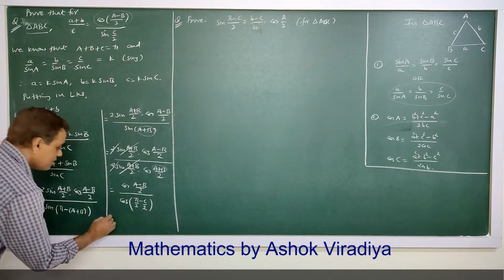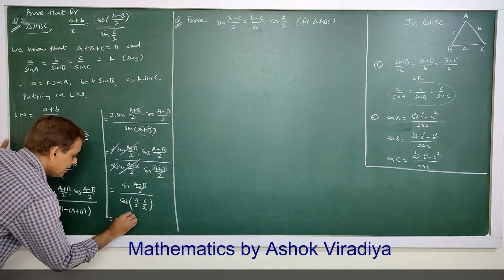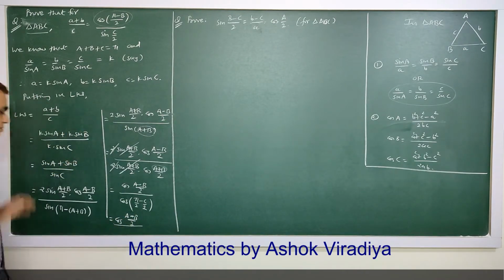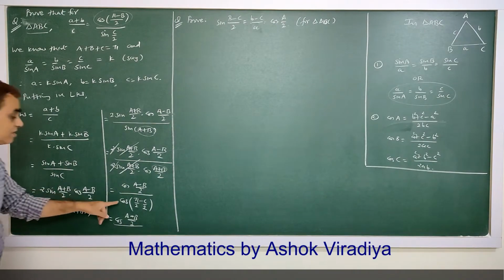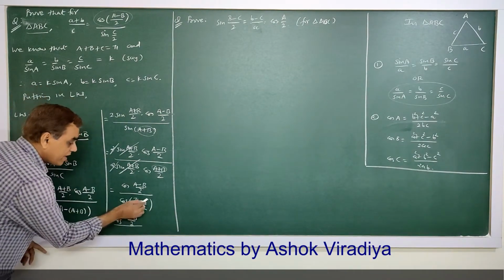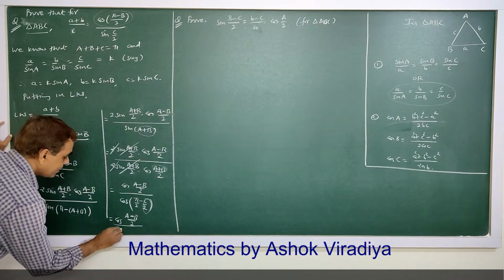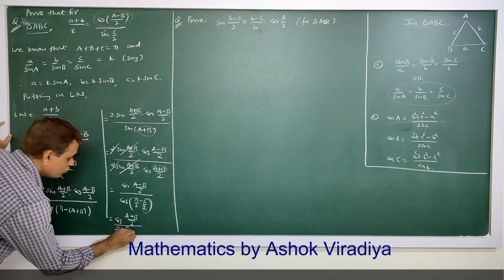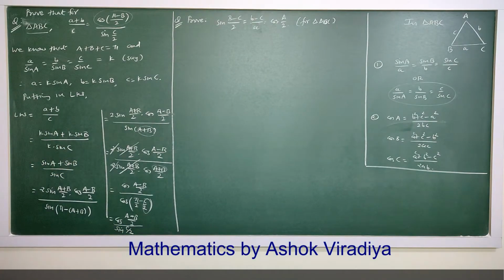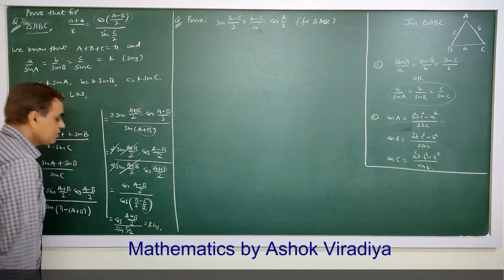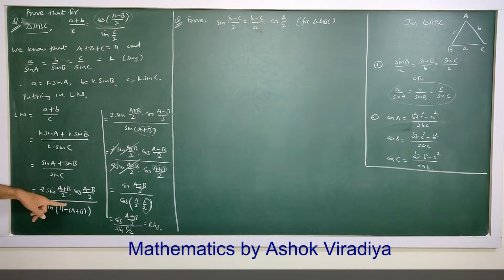So this is cos of (A minus B) by 2 upon sine C by 2, since cos of (pi by 2 minus theta) is sine theta. So this is sine C by 2. So this is RHS. So LHS is equal to RHS. Result is proved.